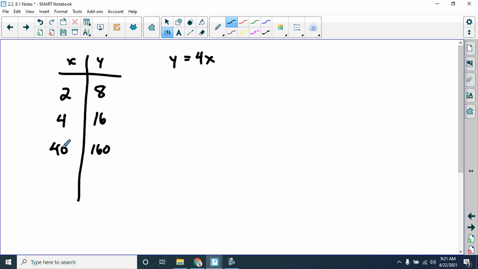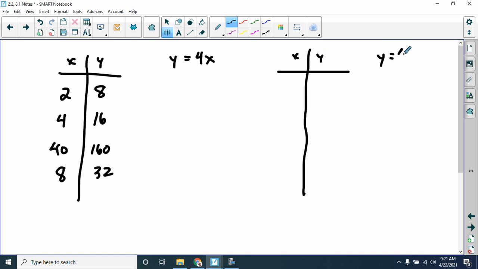If I divide the x value by, so it was 40, let's divide it by 5, and now it's 8. If I plug in 8, I get 32. 160 divided by 5 does give me 32. So if I multiply or divide the one variable by something, the other variable multiplies or divides by the same thing with direct variation. That does not happen with other linear functions.